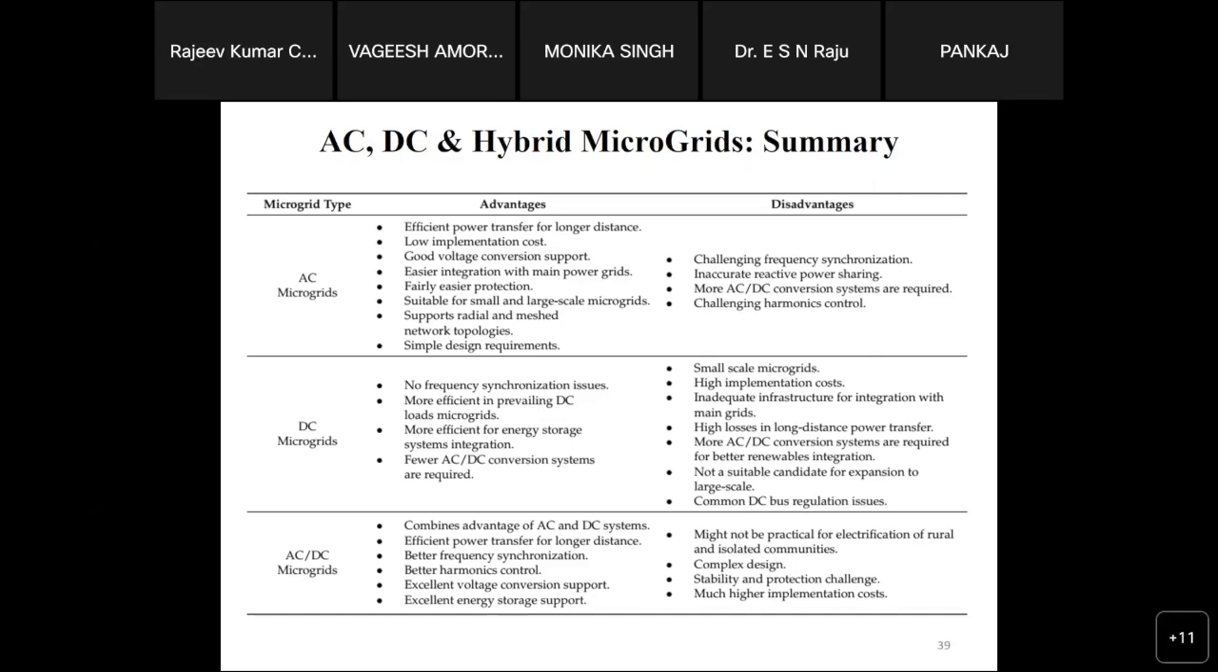So likewise, we have some disadvantages with the hybrid AC-DC microgrid, although we have some advantages with it, like better harmonics control, better frequency synchronization, and excellent voltage conversion support.